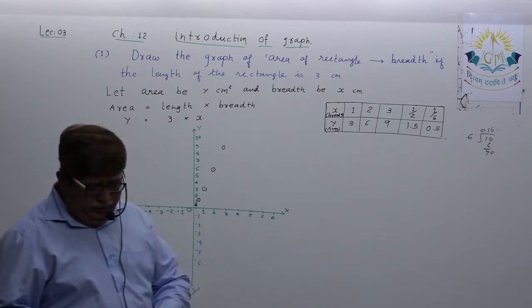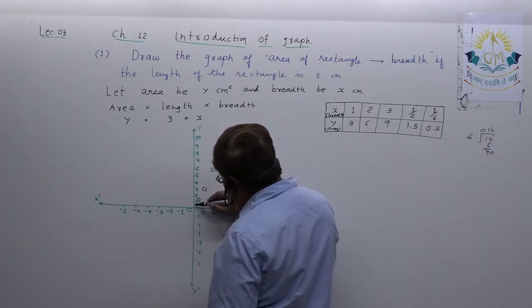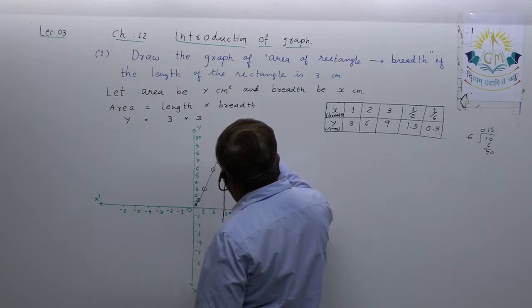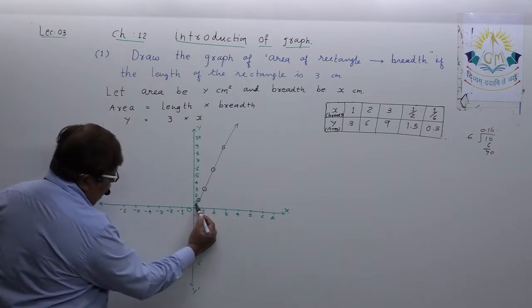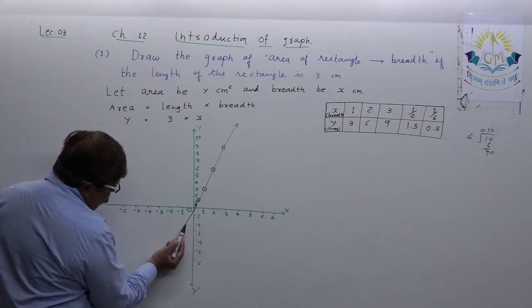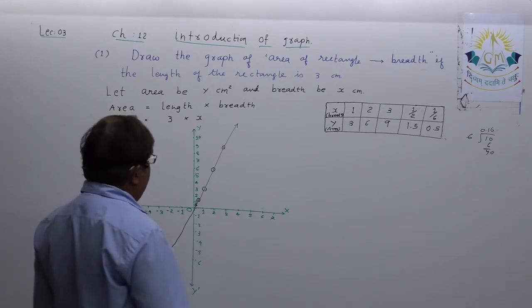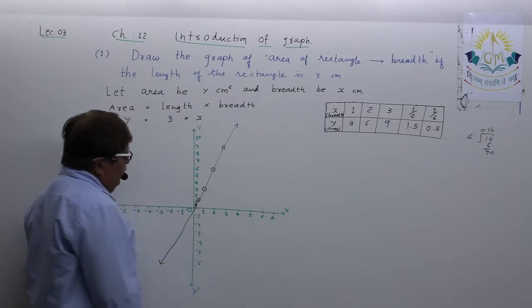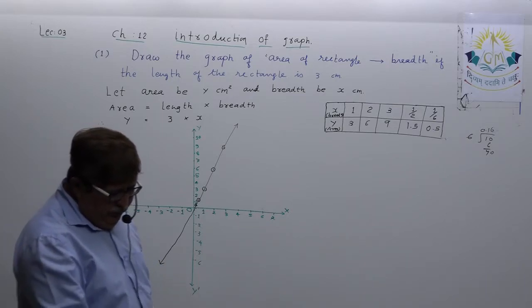After plotting all the points this way, you can draw the graph. The graph will be a straight line. I am drawing without ruler, but at home you will draw with ruler and very strict. This is the graph. It needs to be extended on both the sides. Understand? So this is the graph of area of rectangle versus breadth.